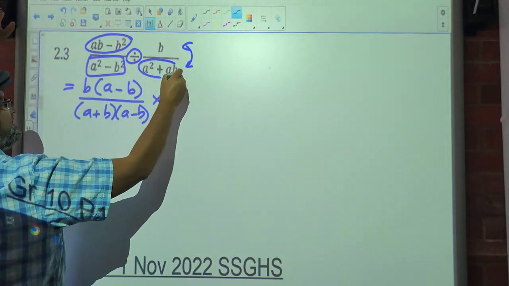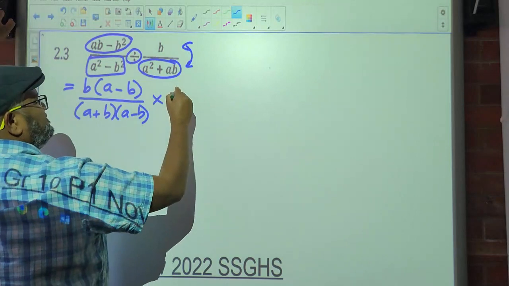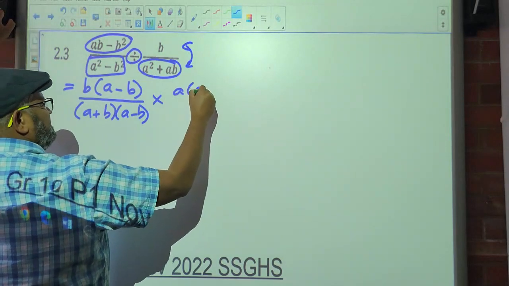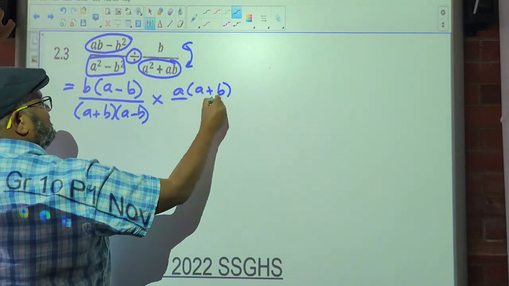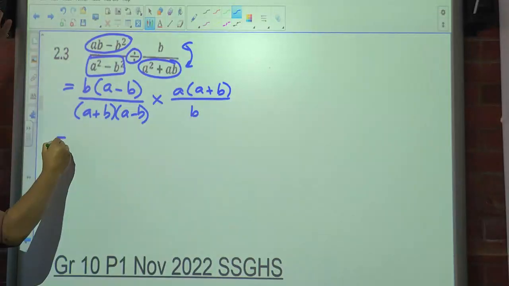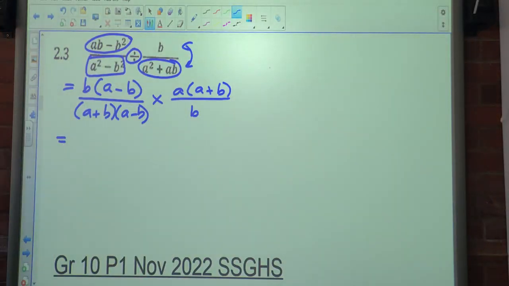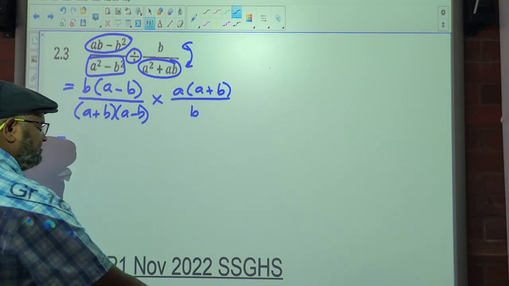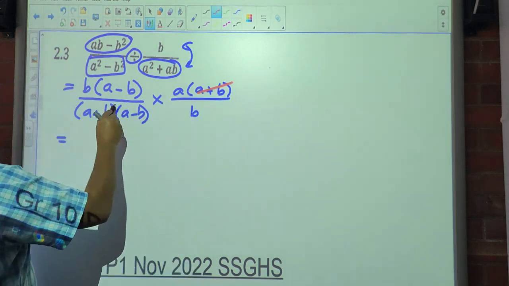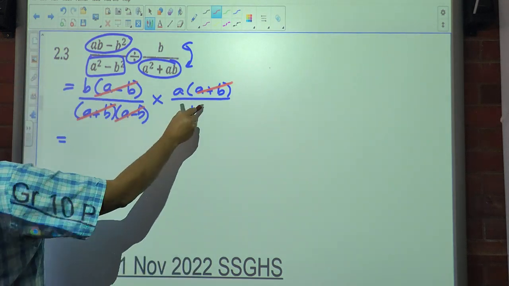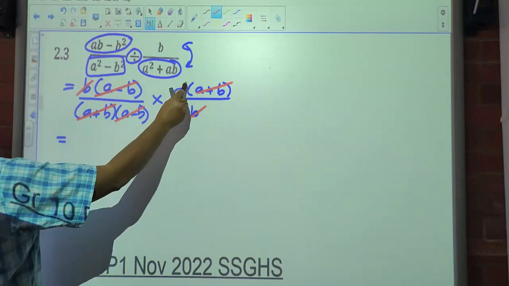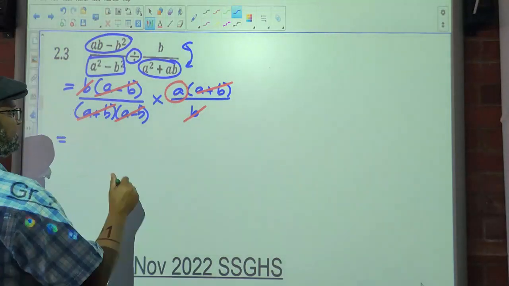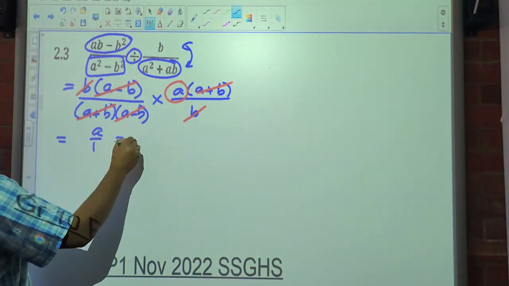What type of factorization here? Common factor of a. I'm left with over, okay. So I can cancel here, a plus b, and that cancels. So what are we left with? A. So it's a over 1, which is?